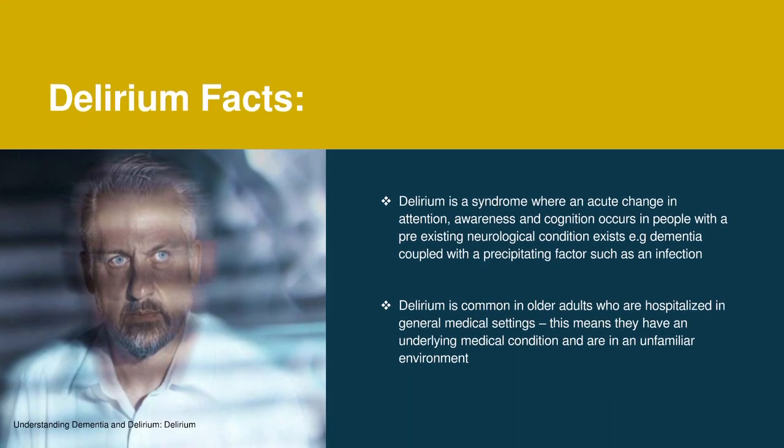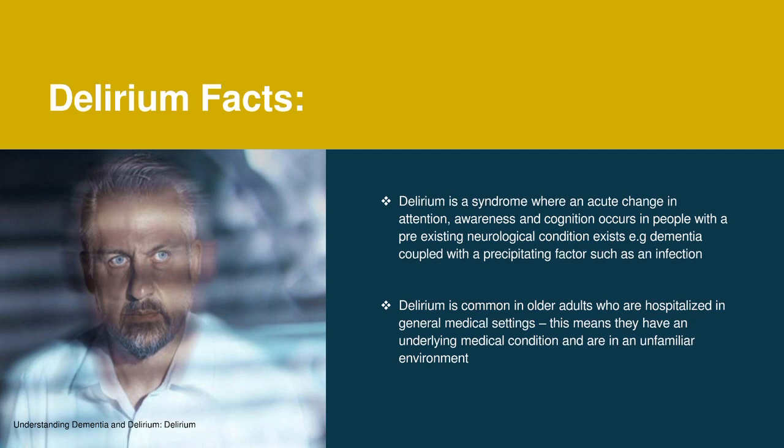So what is delirium? It's a syndrome where an acute change in a person's attention, awareness and cognition occurs in people with a pre-existing neurological condition, for example, dementia, coupled with a precipitating factor such as an infection. So basically, it's an acute change in someone's condition, in their thinking processes, in their consciousness and awareness, in people who have a condition of the brain. And coupled with something that sets this off, often an infection.